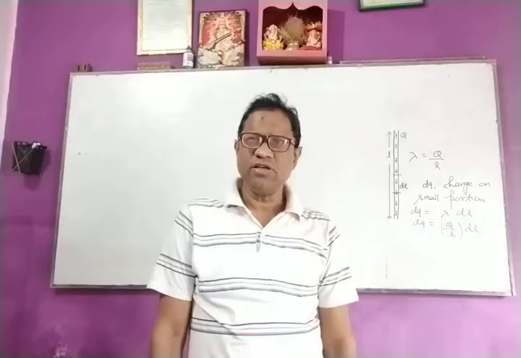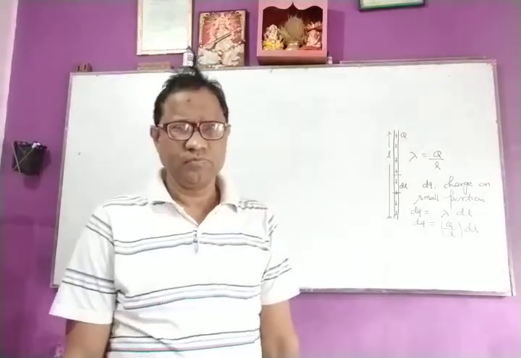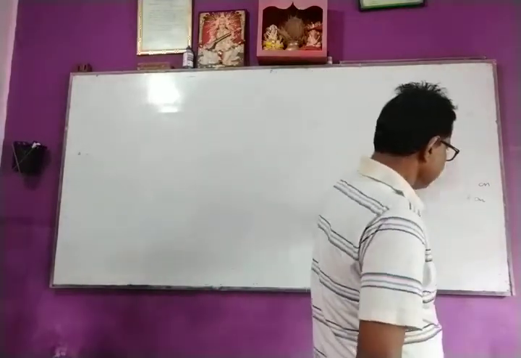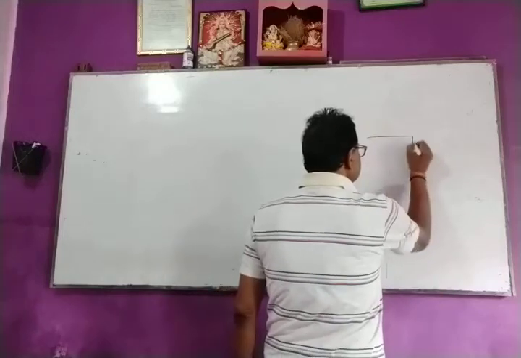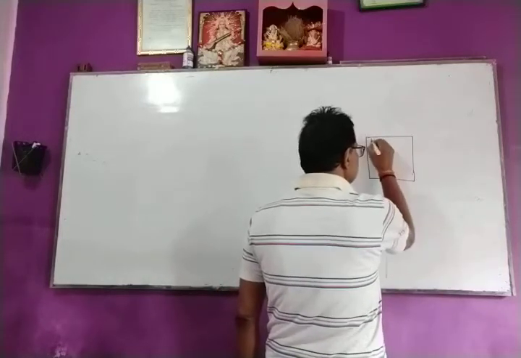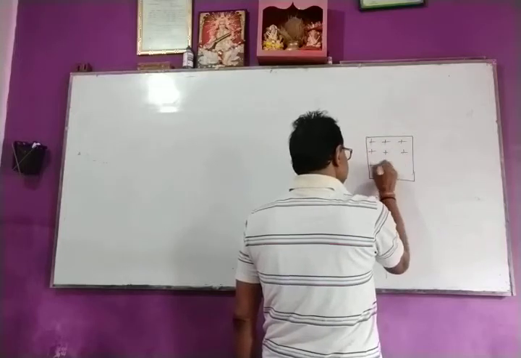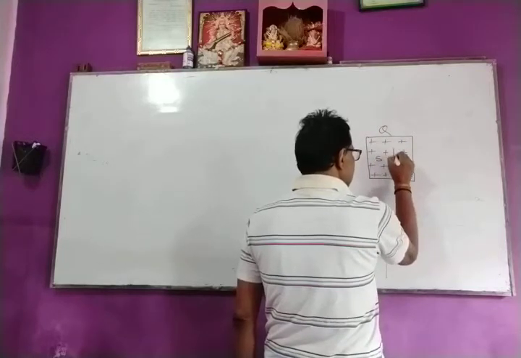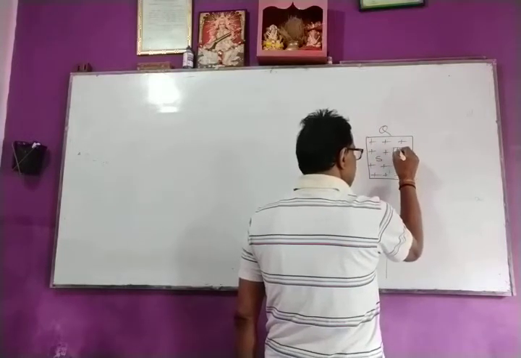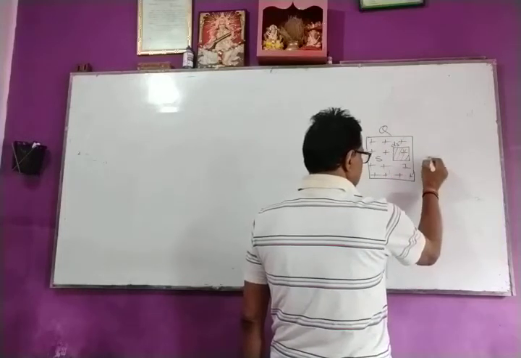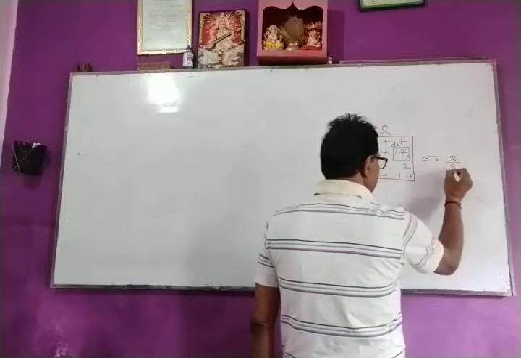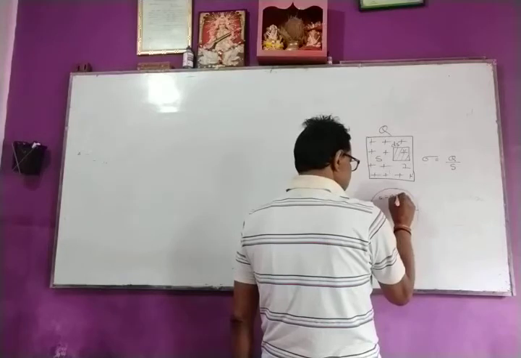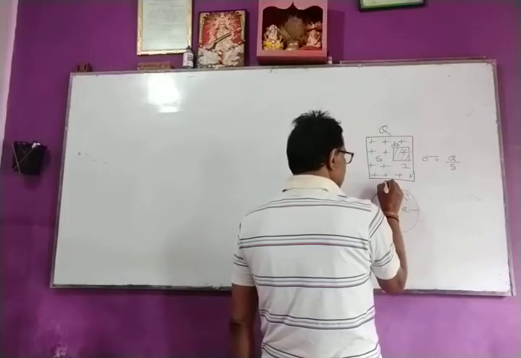Second, surface charge density. It is defined as charge per unit area. Sigma is equal to Q upon A. For charge Q over area S, and a small part of area dS, sigma is equal to Q upon S. For a sphere, S is equal to 4 pi r squared.